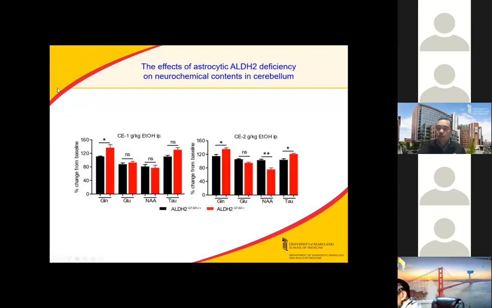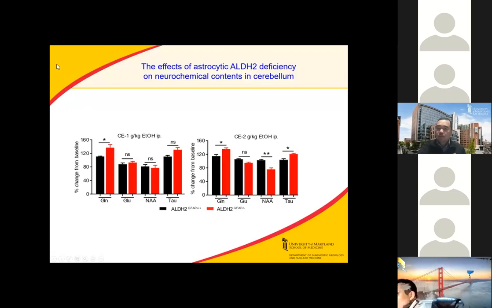So we also measured other neurochemicals. We just mentioned GABA, and we also found glutamate actually increased in the transgenic model compared with wild type. There is a little bit of change, but I don't know the exact function yet.